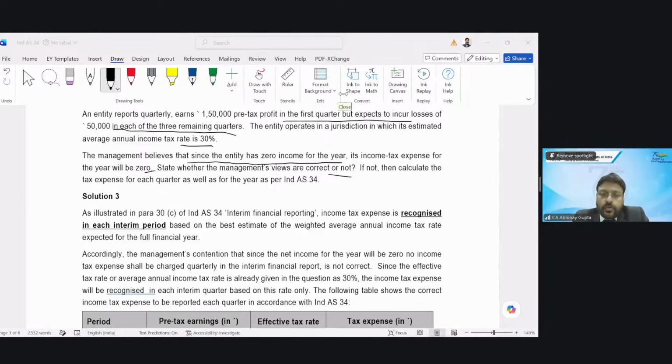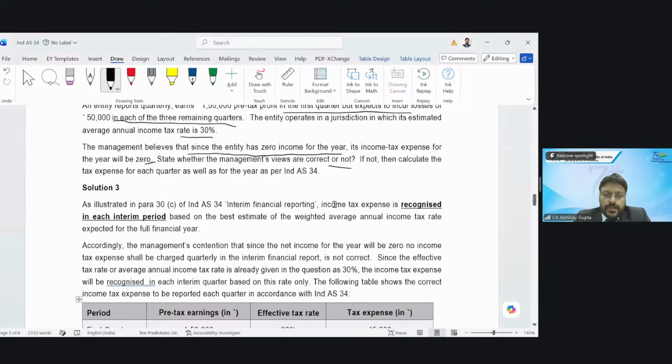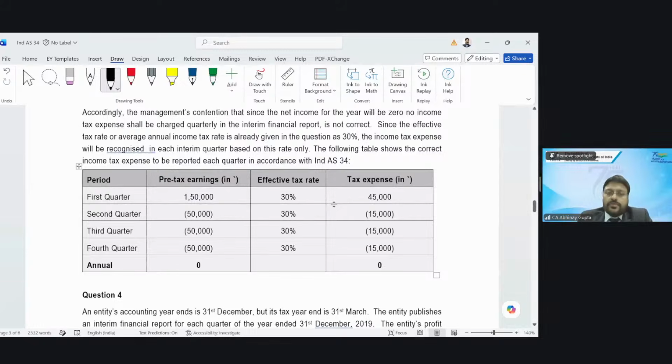So you're saying for Q1, 1,50,000 into 30%, 45,000. Q2 reverses the loss of 15,000. Q3 and Q4 are also like Q2. Okay. Let's see how the calculation will happen. So earnings are 1,50,000. Tax rate is 30%. So 45,000 would be the tax expense which will be recorded in Q1.